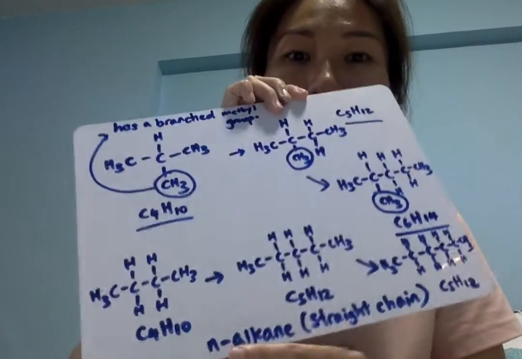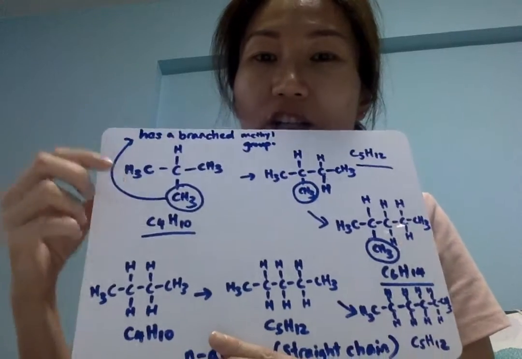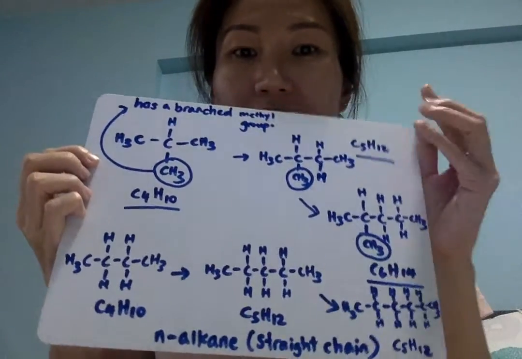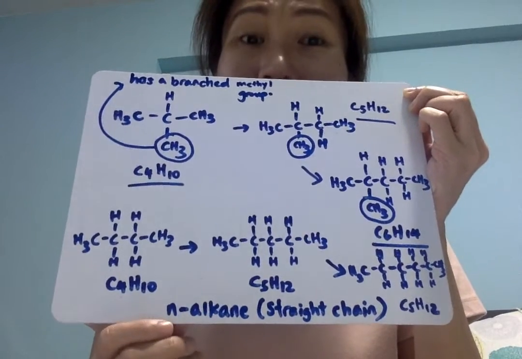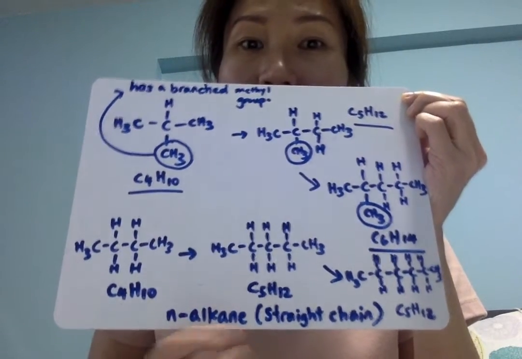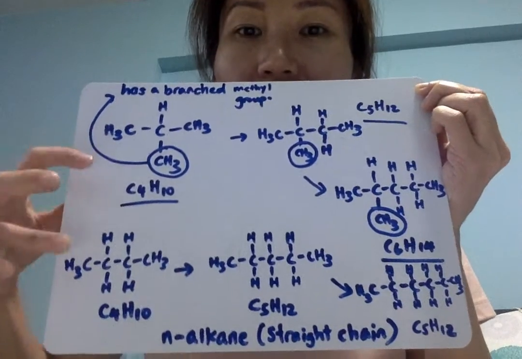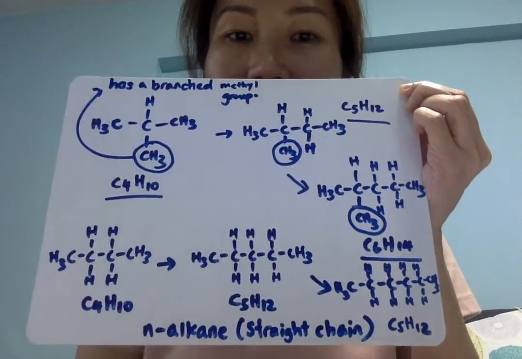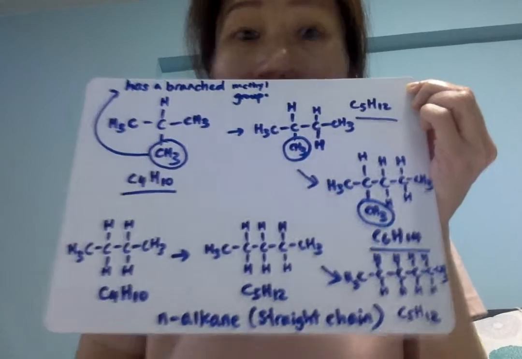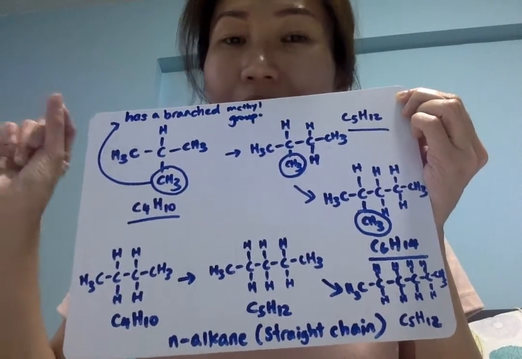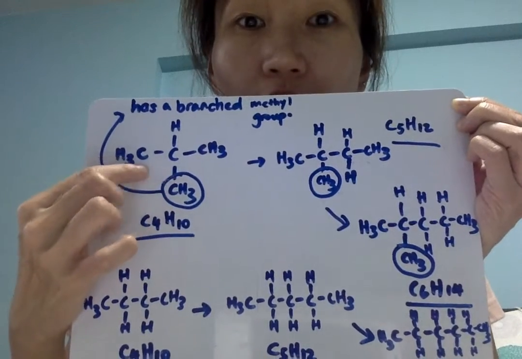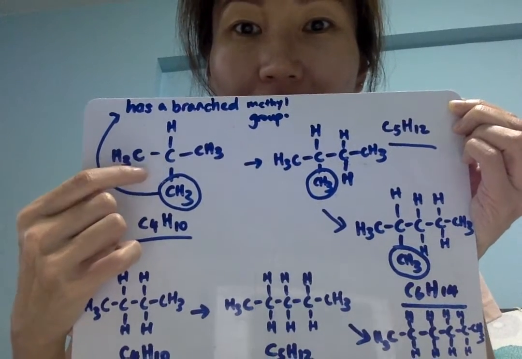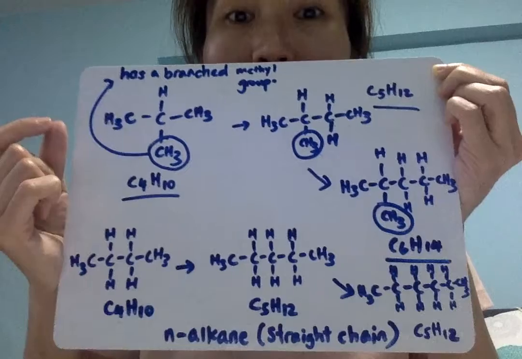Now, let's take a look at these alkanes. We have a branched chain alkane homologous series, and then we have a straight chain or n-alkane homologous series. If you take a closer look, they are very different. What is different? Look at the second carbon of the parent chain. Parent chain refers to the longest chain.